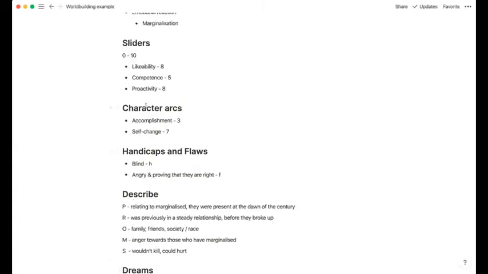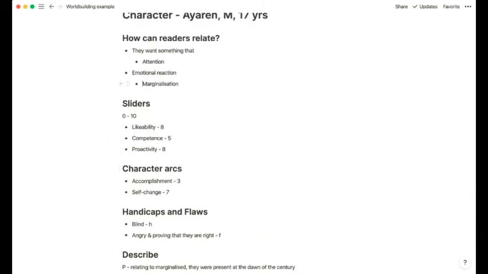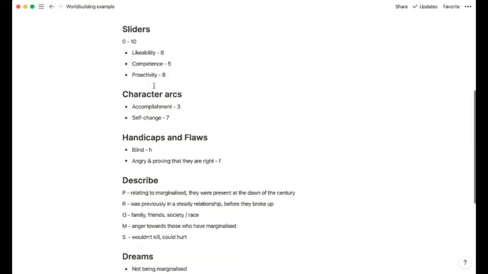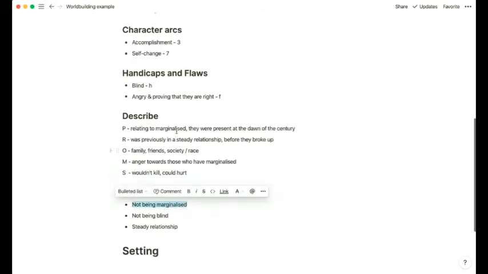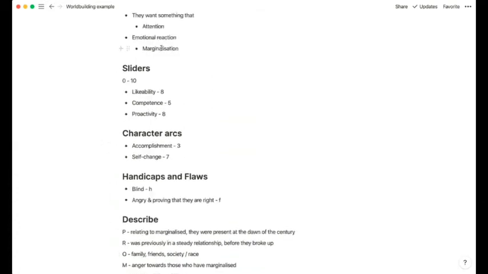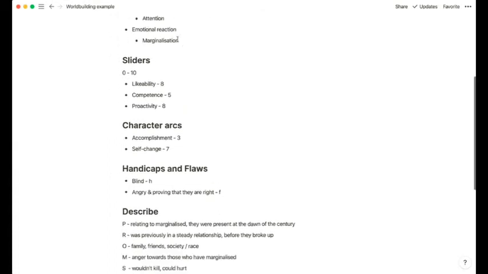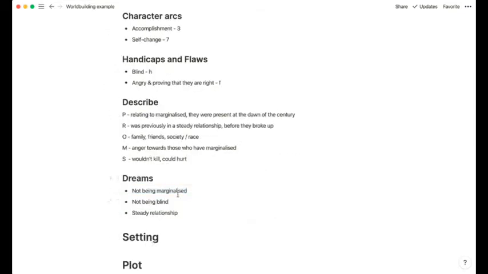And if we look back here at the emotional reaction and the attention, well, obviously that is summed up there, because if you're not marginalized, this can have an emotional reaction on the readers if you play the story out correctly, including their handicaps and flaws. And they also want attention, and so this is also part of that point.